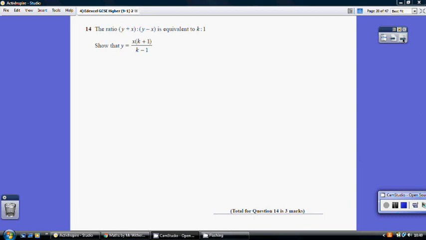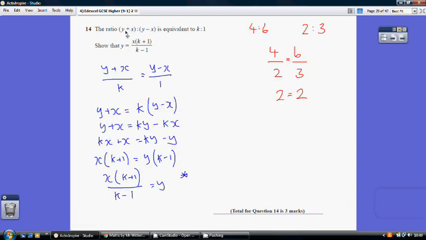Question 14. So we're told the ratio of this to this is equivalent to this, and we have to show something. Now, the hardest bit here is this first line of working. So I've just done a simple version to help me explain. Here we've got 2 equivalent ratios. For example, 4 to 6 is equivalent to 2 to 3.